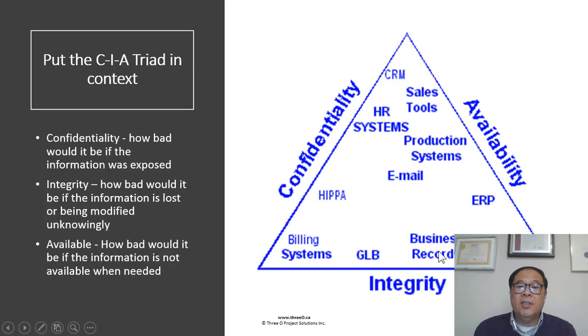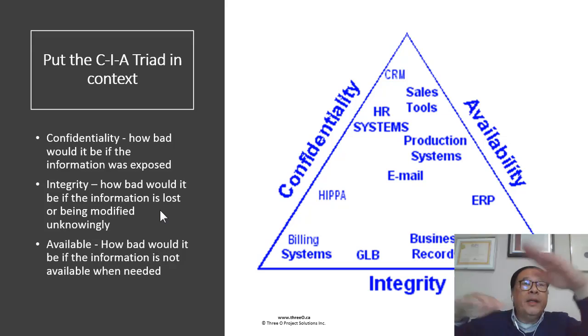The second one is integrity. So a business record, as to, you know, so and so company has this contract with us and this is our relationship. That's our book of record. If that information is modified and becomes inaccurate, the question is, how bad would it be if the information is lost or modified unknowingly? If you know the information is being modified, then you will not trust it, which is okay. But if you do not know it is being modified, then you still trust the data, which means you are trusting wrong data. Then you make decisions based on all this inaccurate information.